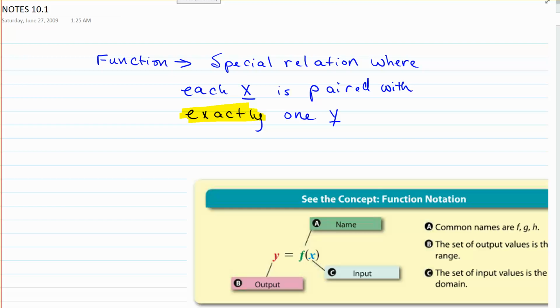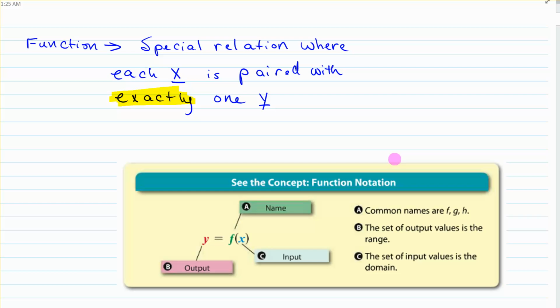This is section 10.1, and we start off with the definition of a function. A function is a special relation of numbers where each x is paired with exactly one y, and that's the key, exactly one y. So here in this chart is a little bit about function notation.